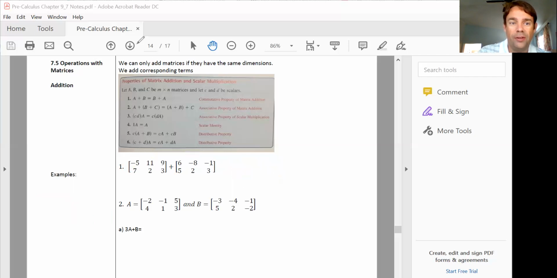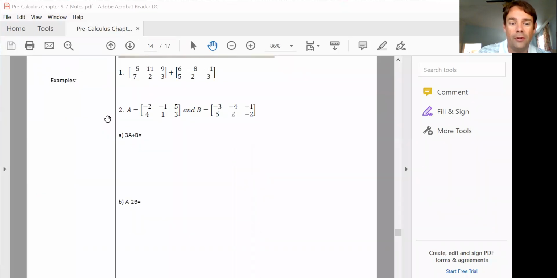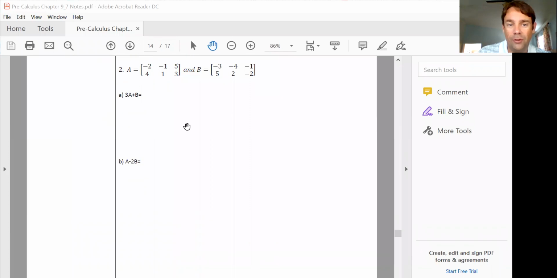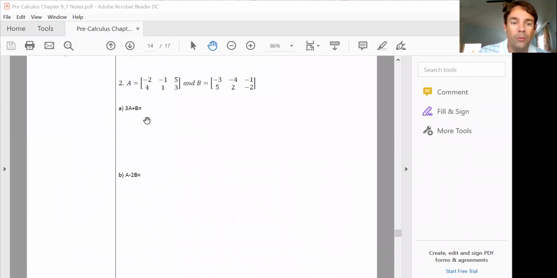All right, as we keep going, we're going to be able to use matrices to combine things a little bit more. So 3A plus B. In other words, do scalar multiplication on matrix A by 3, and then combine the two results. Pause the video and let's see what you get with that.